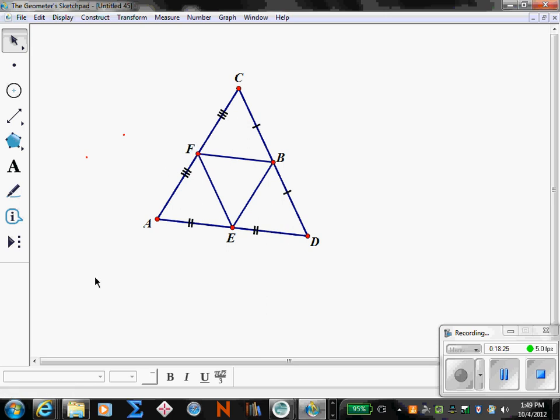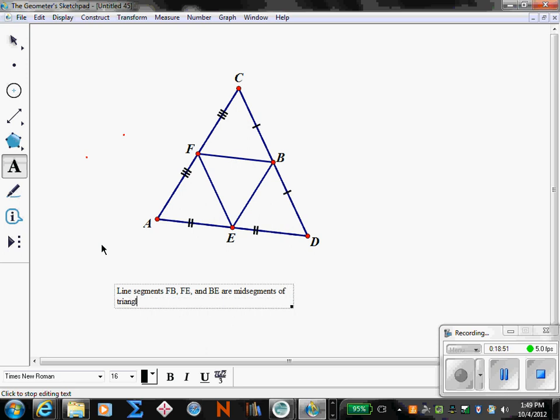So let's write a caption to go along with this definition. Line segments FB, FE, and BE are mid-segments of triangle ACD. You'll want to take a picture of this and put it in your notebook to go with your definition of mid-segments.